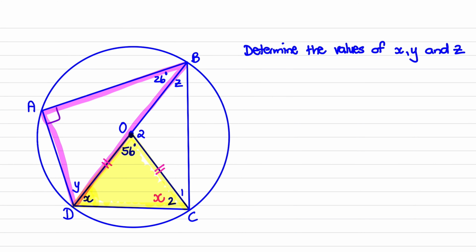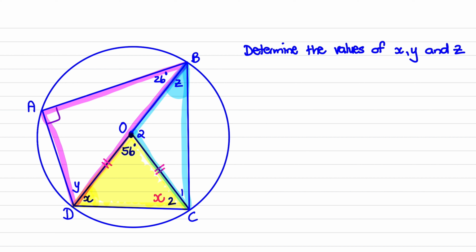And our last question is to find the angle size of z. Now there are two ways to go about this. You can either find z using angles within a triangle, and you can prove that OB is equal to OC, radii, and then z is equal to C1, and you can use angles on a straight line to find O2. Then you'll have enough information to find the angle size of z.